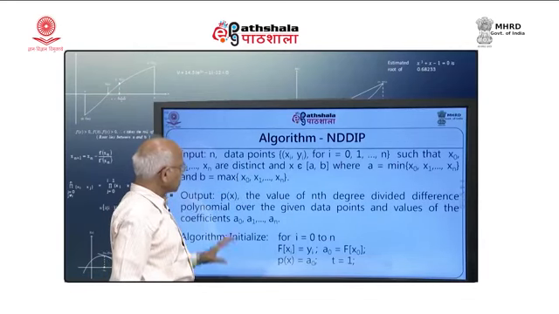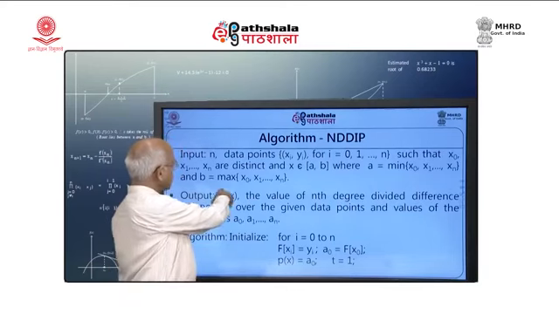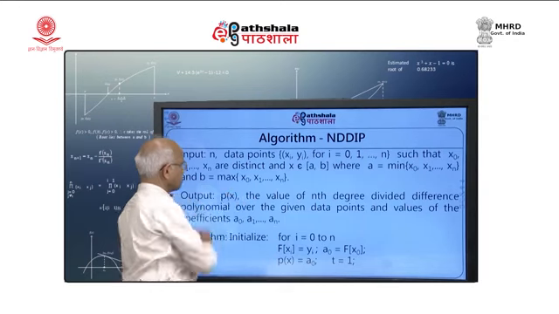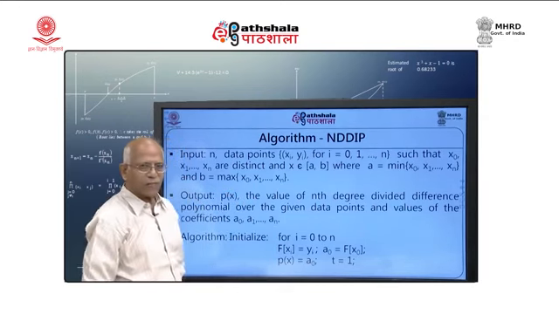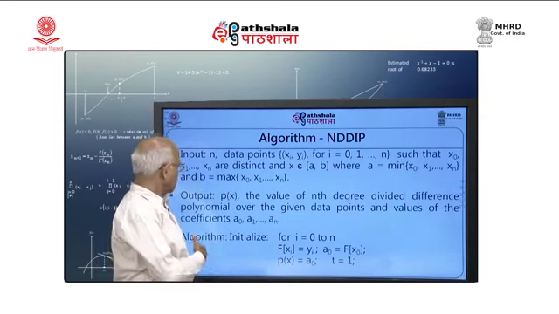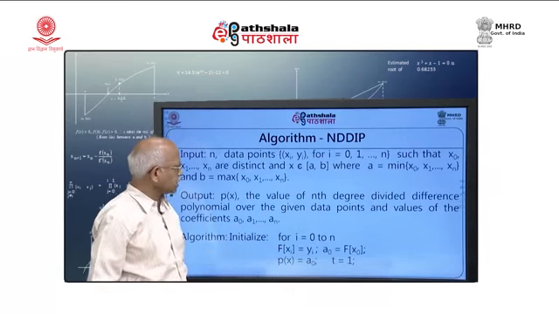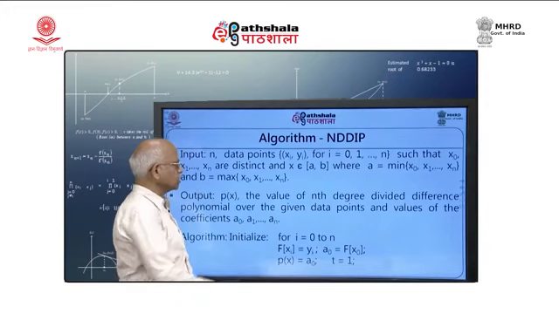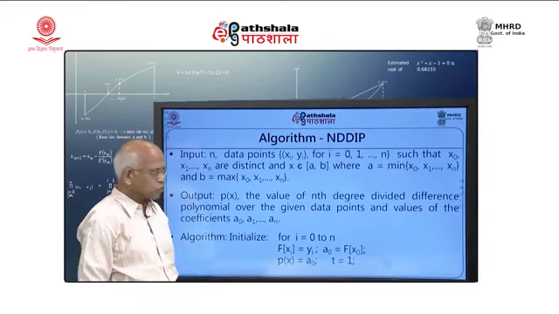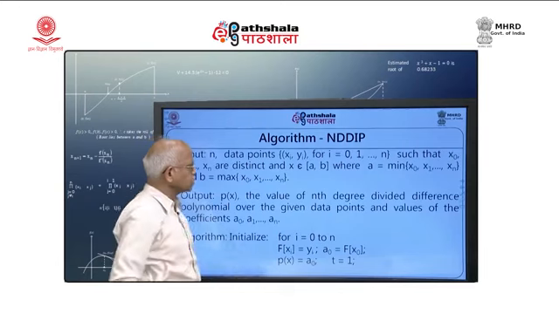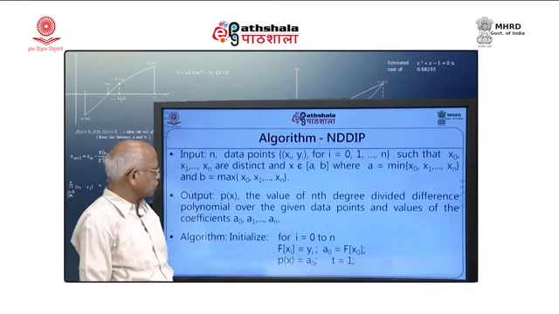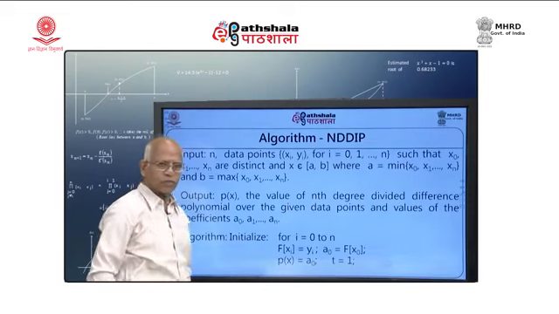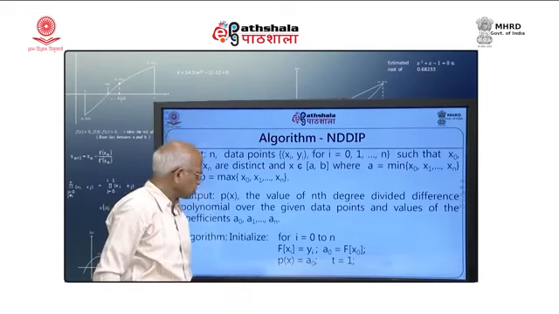The output of the algorithm will be the value of the interpolating polynomial at x, the value of the nth degree divided difference polynomial over the given data points, and the values of the coefficients a 0, a 1, a 2, a 3, up to a n. So, p x is the value of the nth degree divided difference polynomial over the given data points and the values of the coefficients a 0, a 1, a 2, a 3, a n. So, that will be the output.